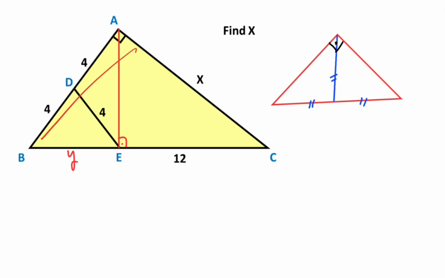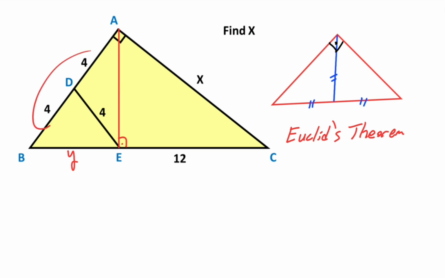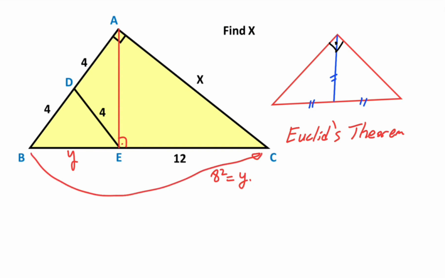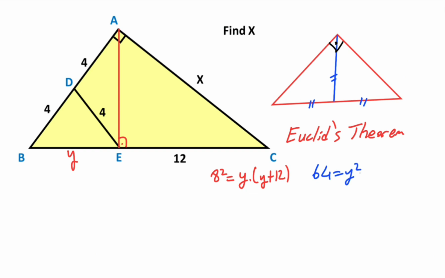If you focus on the biggest triangle, notice that these are 90 degrees. That means we can apply Euclid's theorem, right? So, according to Euclid's theorem, square of this length, h square must be equal y times y plus 12, right?